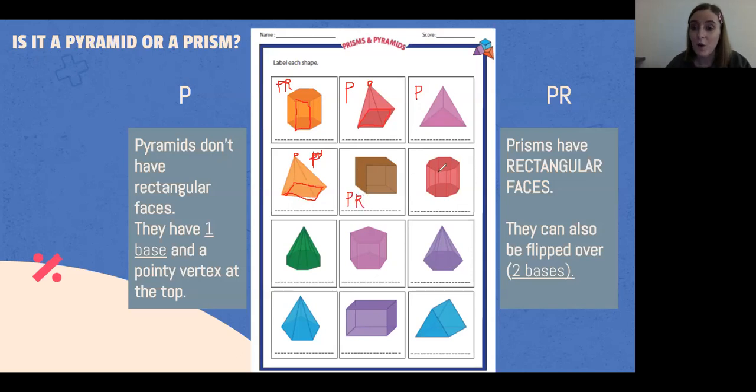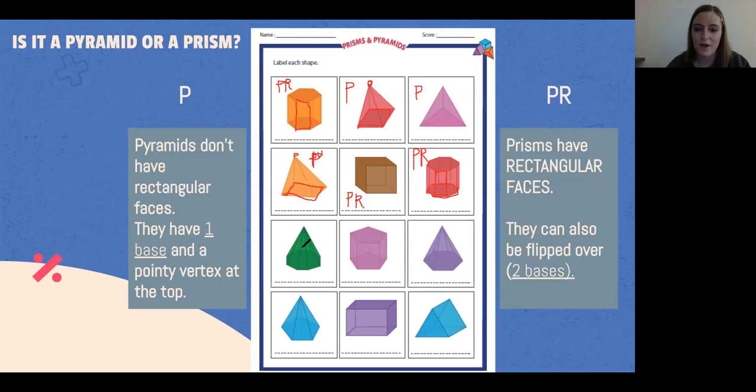This one right here, once again, right off the bat, I can see a rectangle and I can see that there are more rectangles all the way around. I can see the base here and I can see that if I flipped it upside down, it would still be able to sit on the same shape of base. It would be flat there. So this right here is a prism.